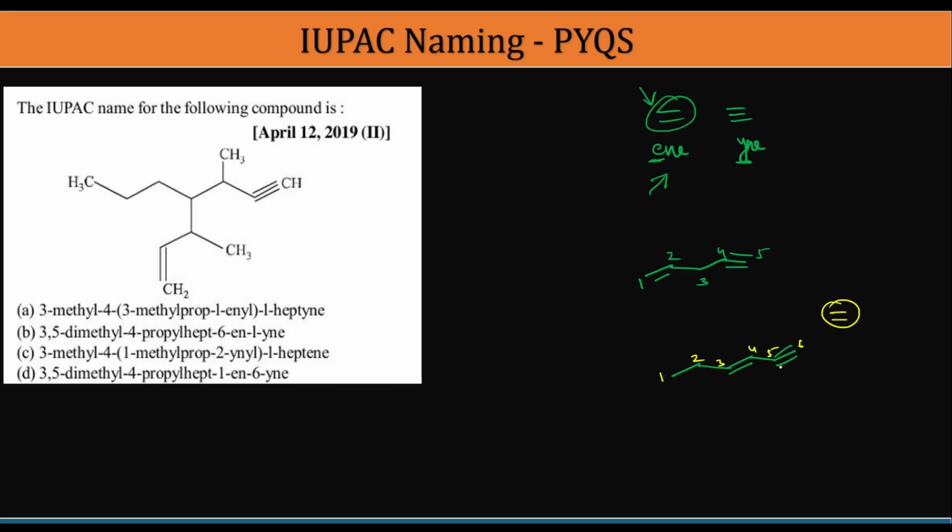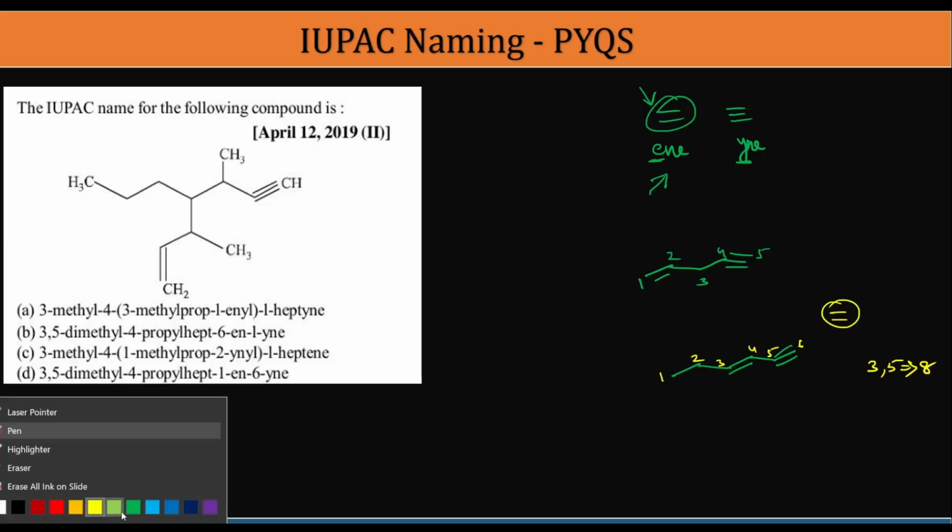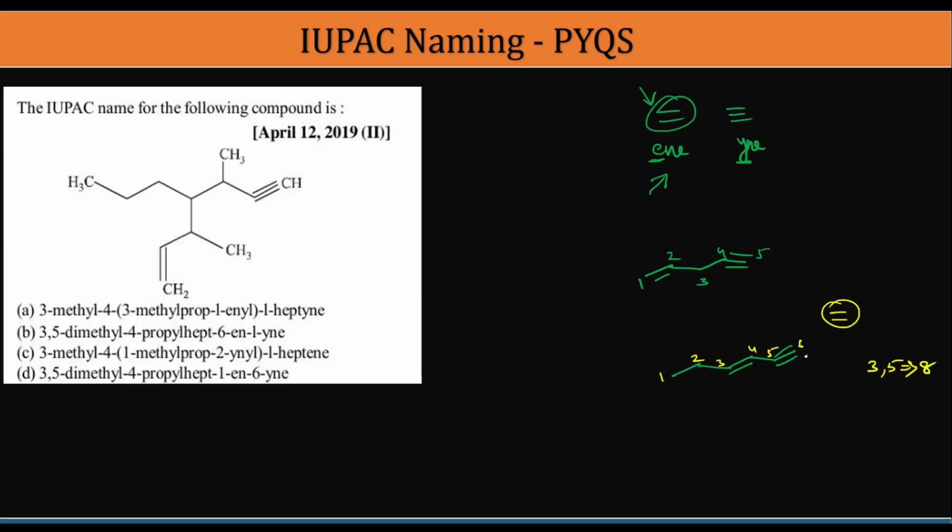Alright, but this numbering is wrong, because what numbering is the alkene getting over here? 3, and for the alkyne 5, total sum 8. And if you give numbering like this, from the alkyne side, 1 2 3 4 5 6, right? Now what is the sum? The alkyne gets the first number 1, and then the alkene gets 3. So here we are getting 4. So according to the lowest locant rule, the lowest sum rule, we will give priority to this numbering.